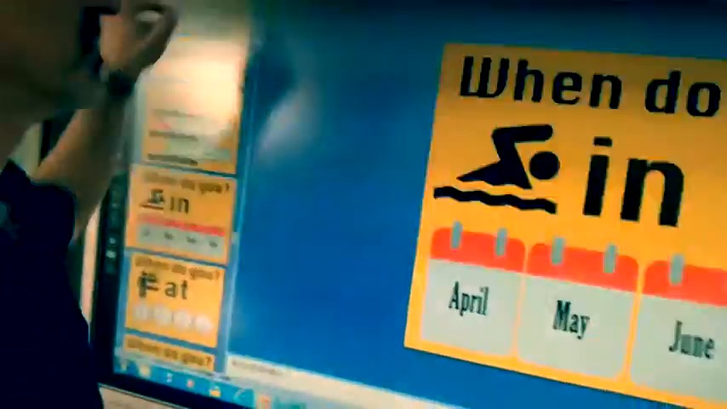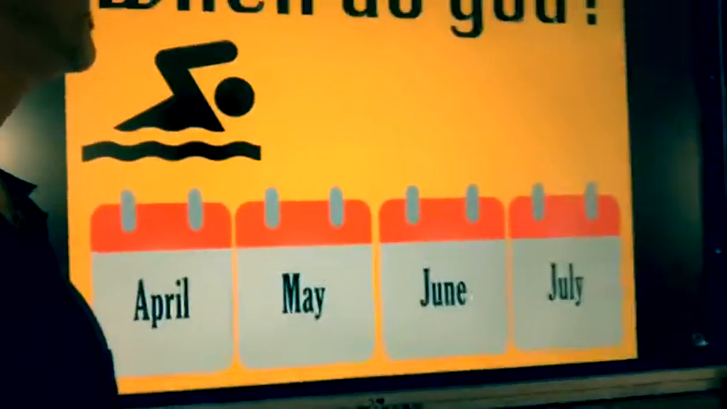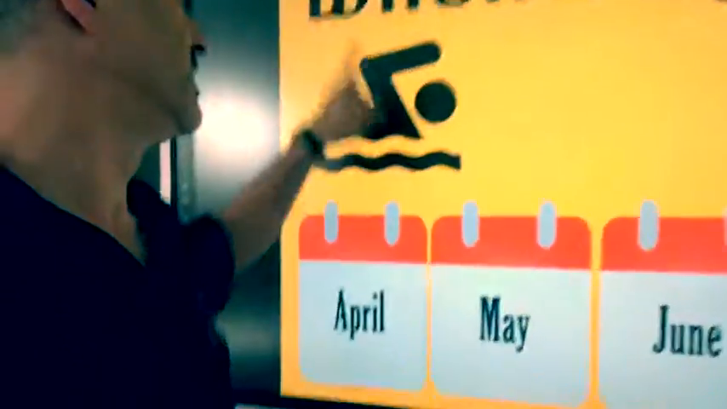And then I have this exercise we do in class, kind of reinforcing time prepositions again. What are these? These are months. So here I want to use the language, when do you do something? So when do you, what is this? Swimming. So when do you go swimming? And how do you answer that? I go swimming in what? So go around, first I start asking, when do you go swimming? And you have one student say, all right, I go swimming in June.